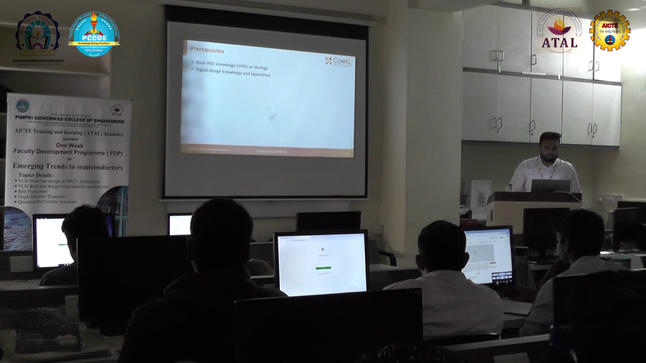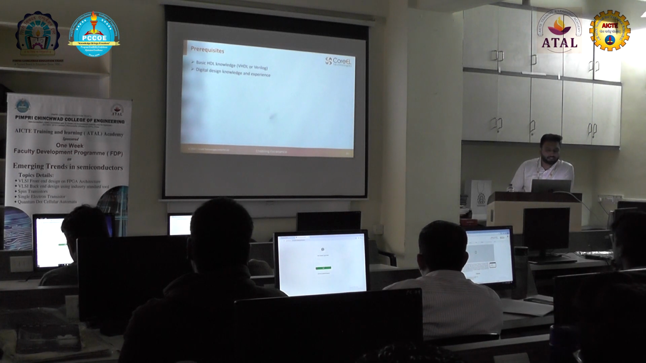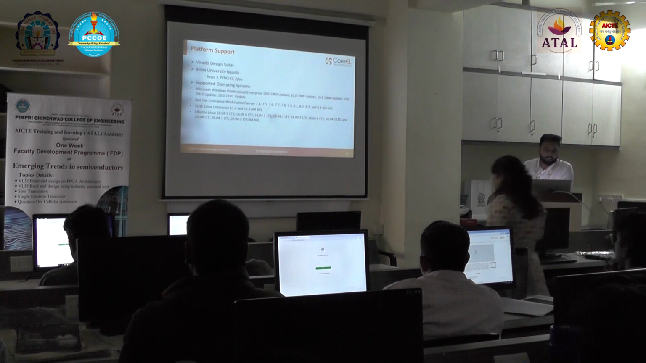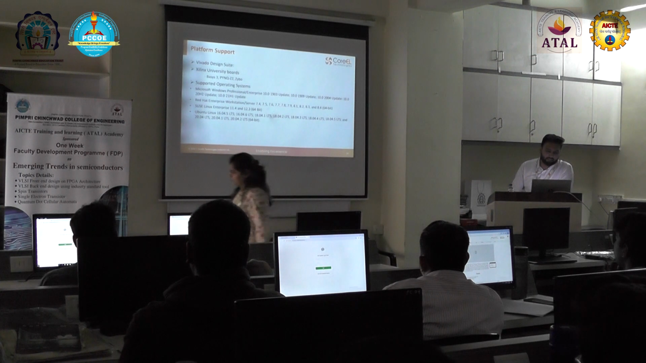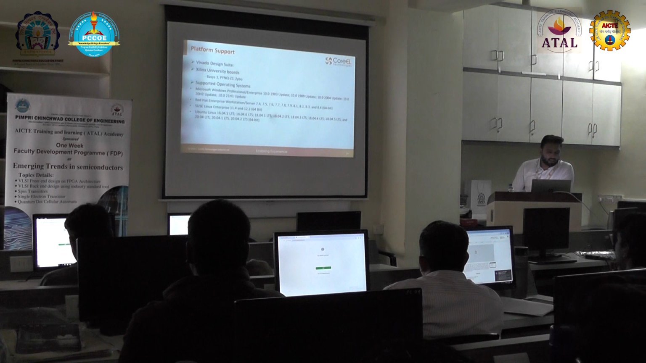So these are the prerequisites: basic knowledge of HDL, VHDL or Verilog, any one of them, and digital design knowledge and experience of the hardware. So this is the platform support for the Vivado Design Suite: XUP, Xilinx University Program boards, PYNQ-Z2, PYNQ, Zybo, which we are going to use in today's session. And these are all the supported operating systems for the Vivado Design Suite.